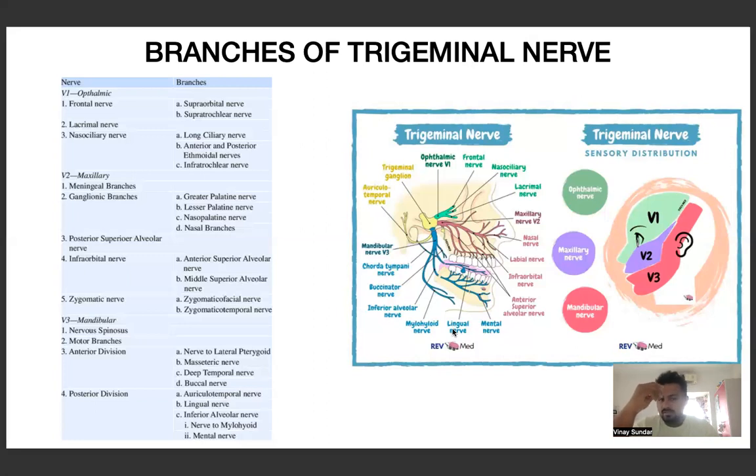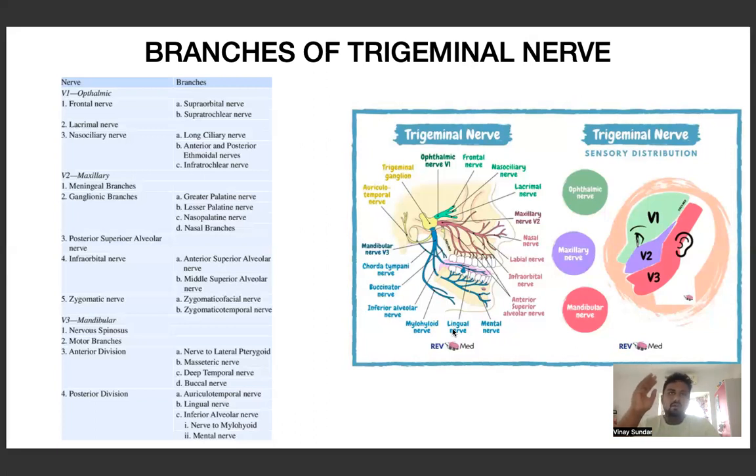Now, anterior divisions, this is very similar to the second part of the maxillary artery. That is an artery and this is a nerve. Don't get confused. But I'm saying just for the sake of remembering. Nerve to lateral pterygoid, we had a pterygoid artery there, then masseter, deep temporal, and buccal nerve.